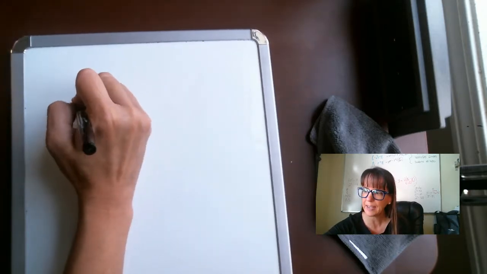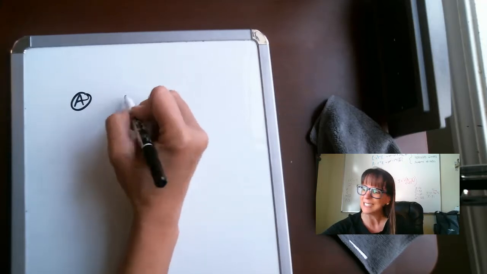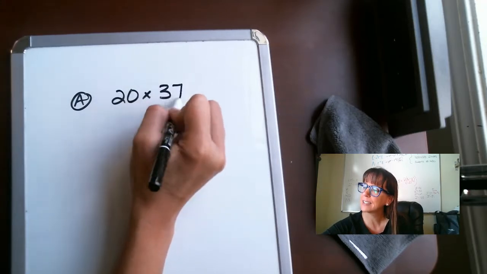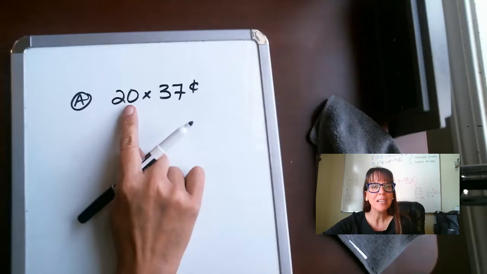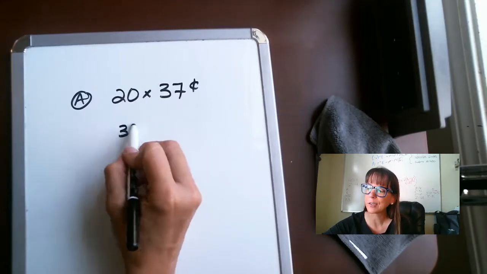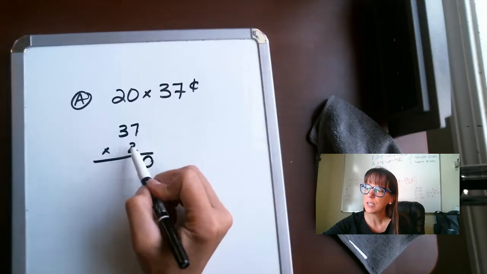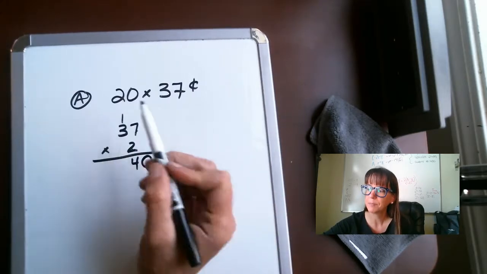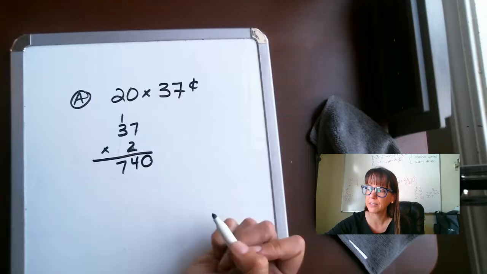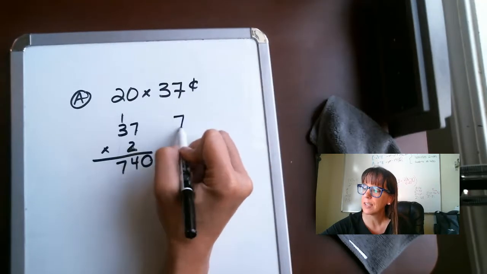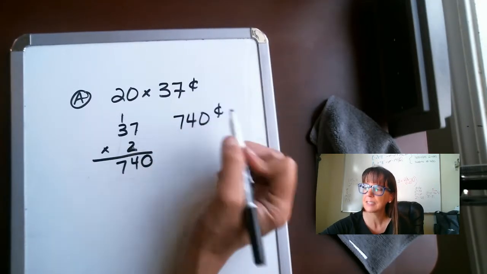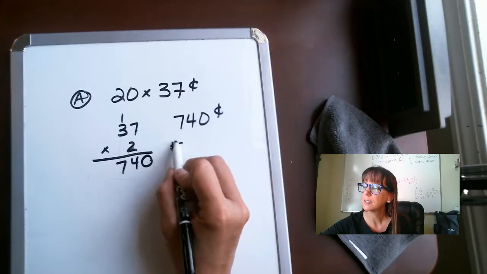Okay, so A is 20 times 37 cents. Well, this one has a 0 on it, so really what it is is 37 times 2, right? With an extra 0. So 7 times 2 is going to be 14, carry the 1, 6, and there's 7, okay? So we end up with 740 cents. How would I write that as a dollar? It'd be $7.40.